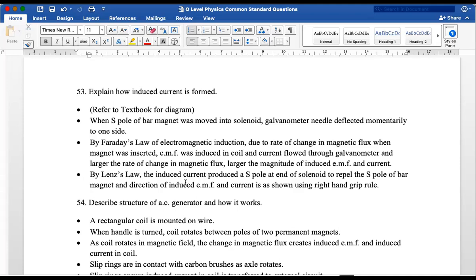By Lenz's law, the induced current produced a south pole at the end of the solenoid to repel the south pole of the bar magnet, and the direction of induced EMF and current is as shown using the right-hand grip rule.